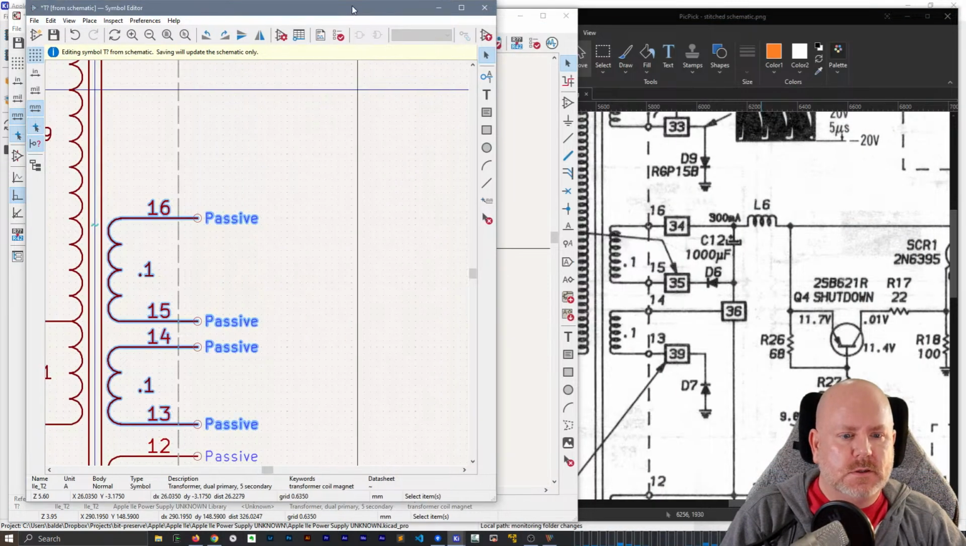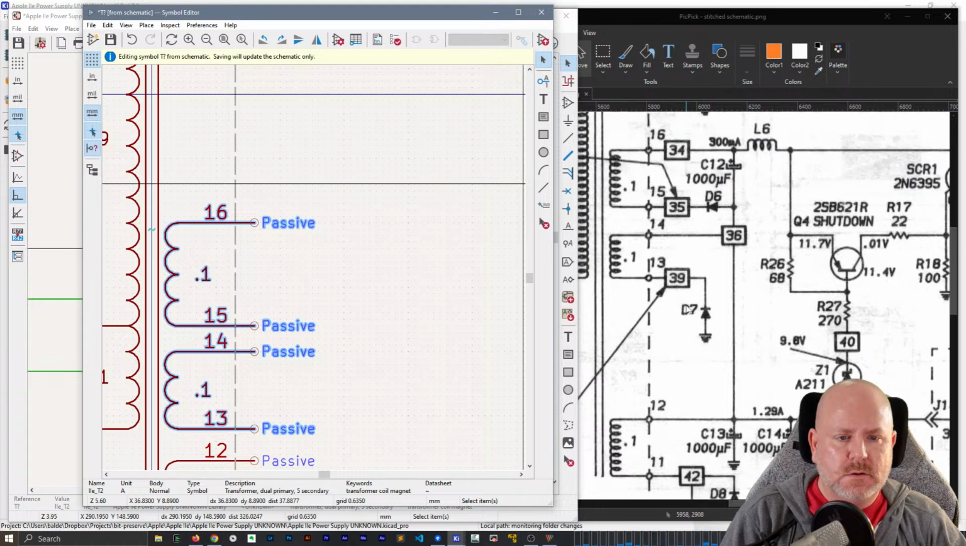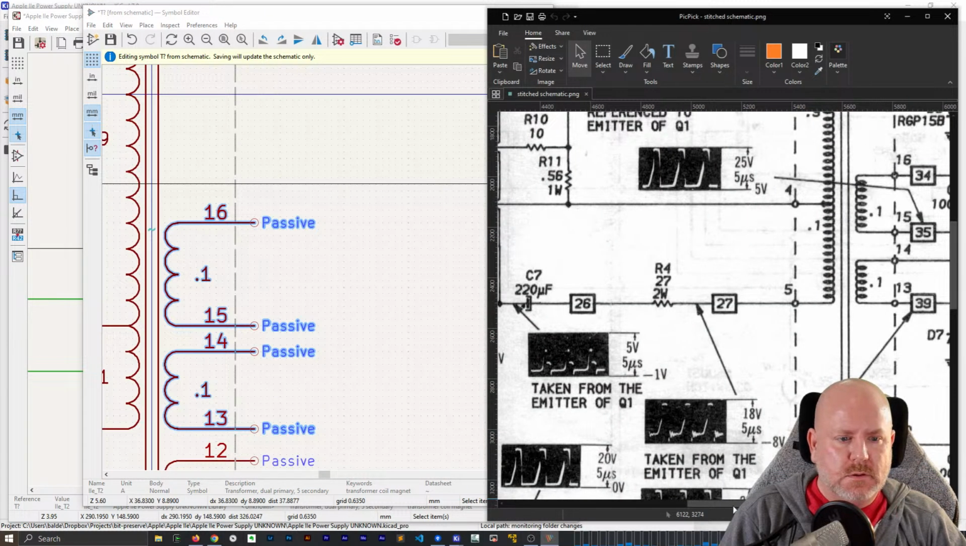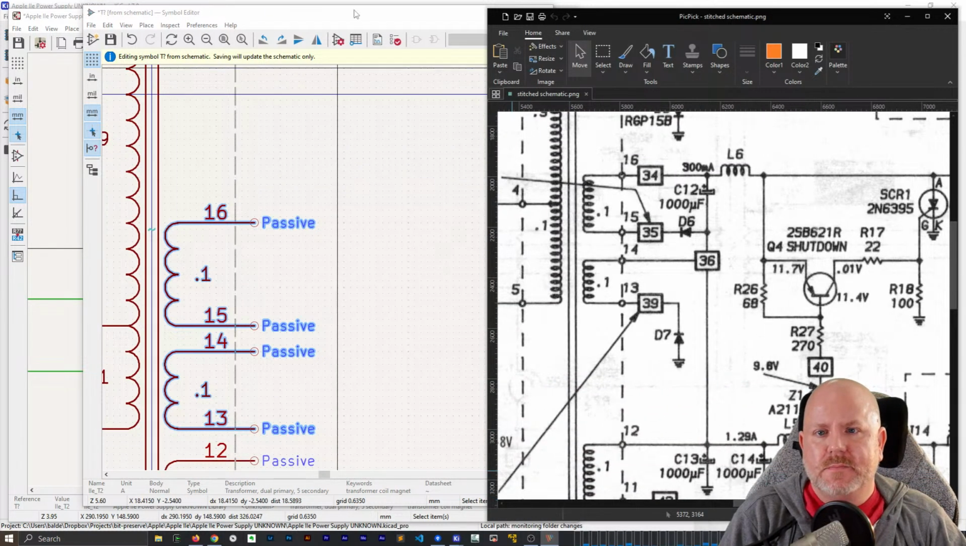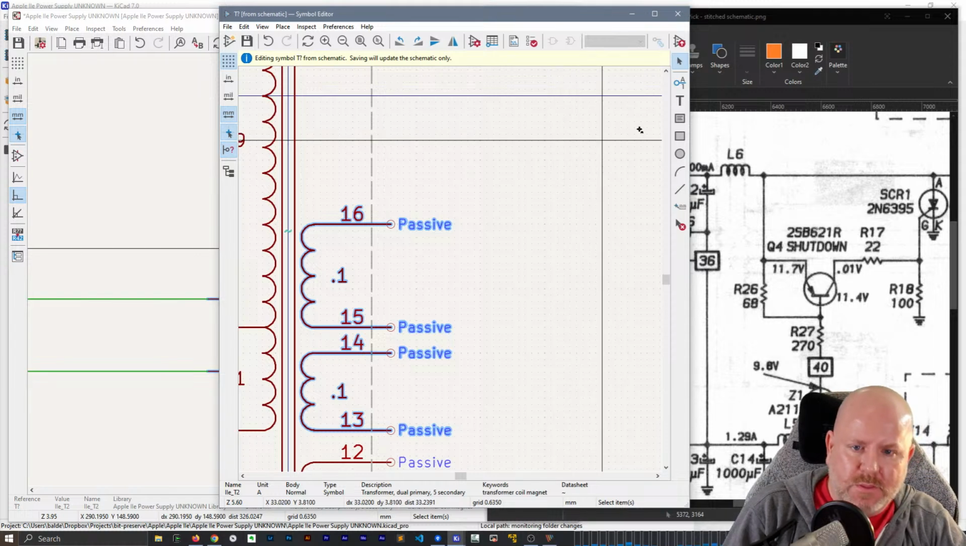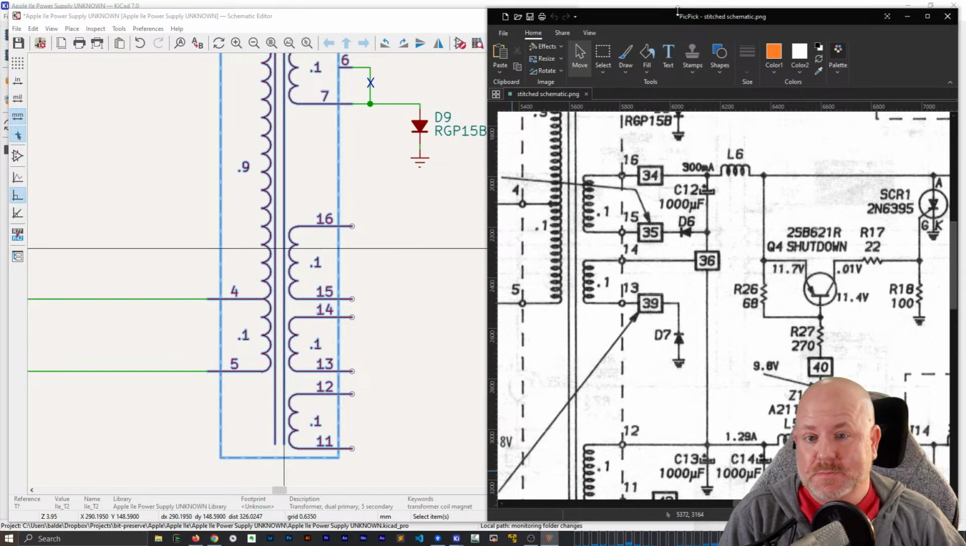How's this one drawn? Yeah, it should be like that. So if I draw it that way, I'm probably going to have to make some more changes.